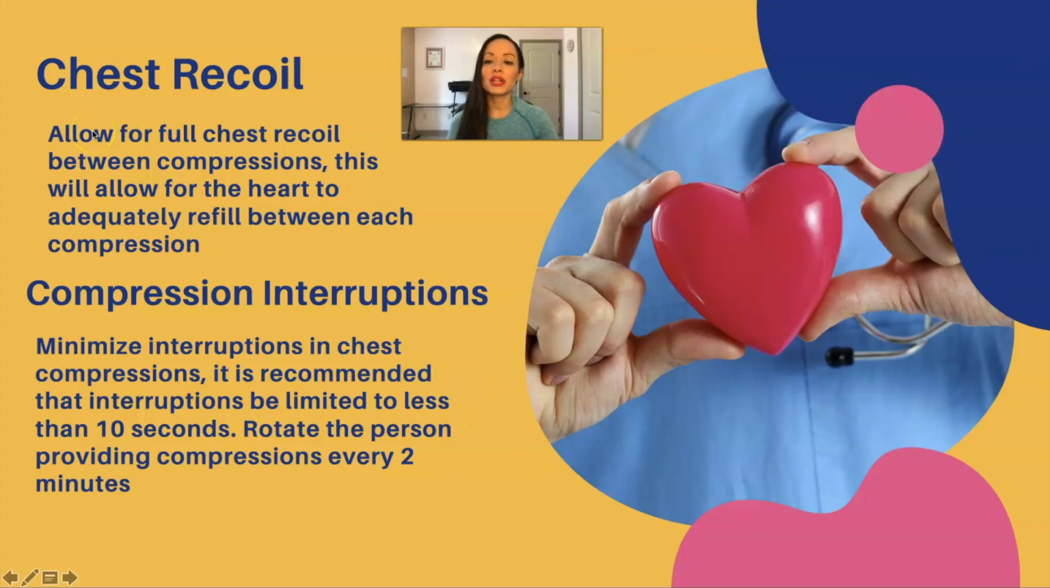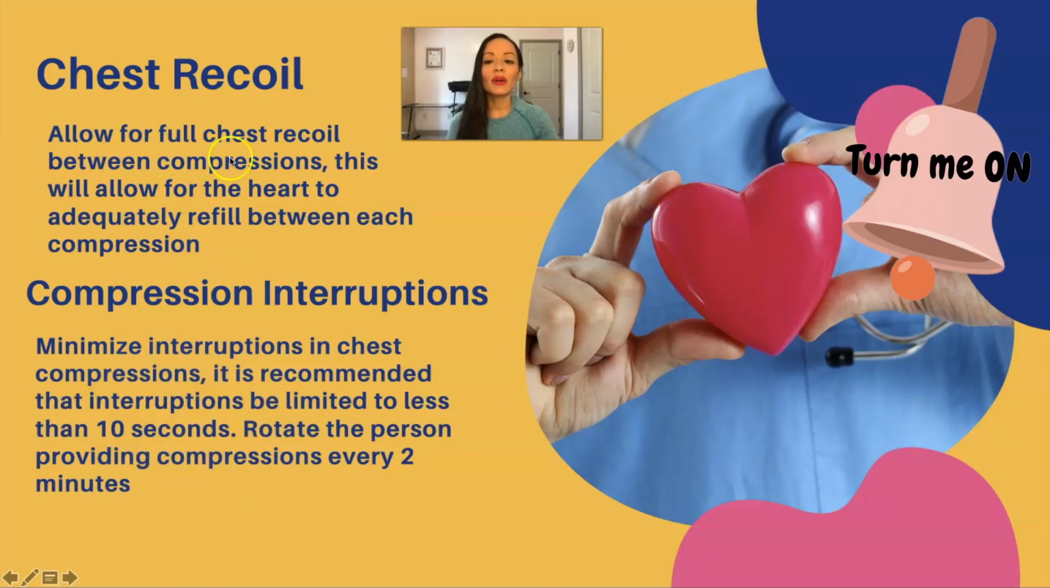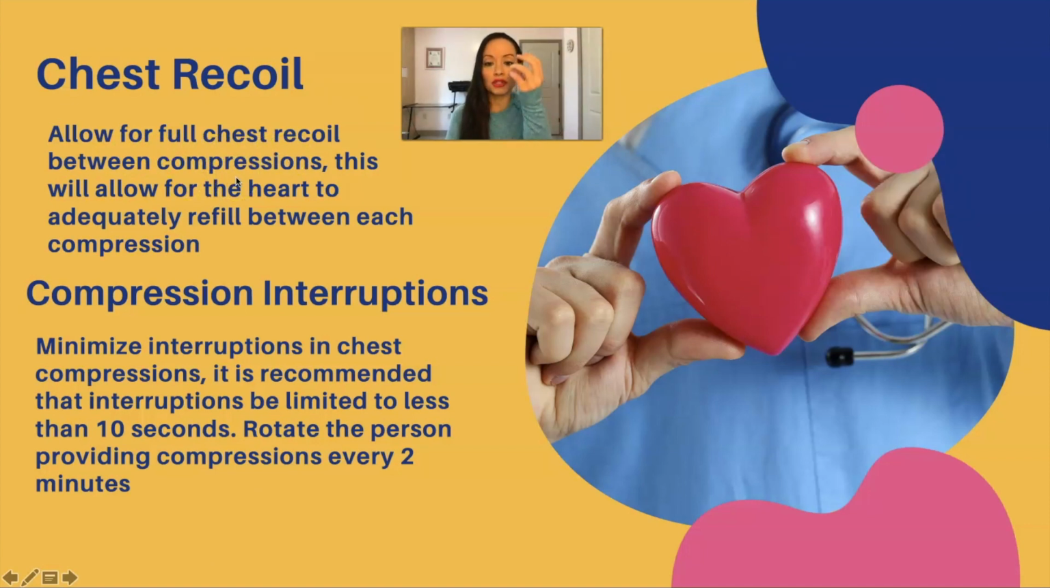They ask about chest recoil. You want to allow for full chest recoil between compressions. Think of squeezing something and not letting it pump, right? If you're compressing and making the heartbeat too fast, whatever little blood is in there is barely squirting anything out. So you want more to be pressed out. In order for more to be pressed out, you have to allow the full chest to recoil. So this will allow for the heart to adequately refill between each compression.